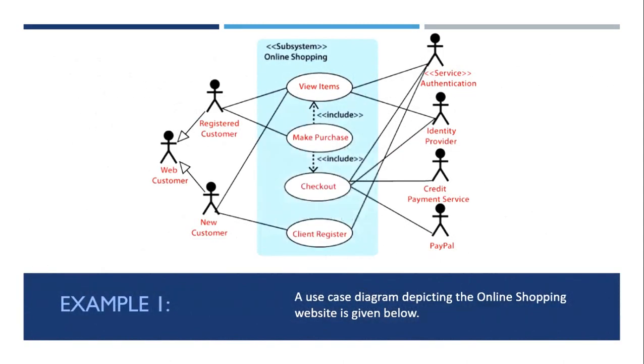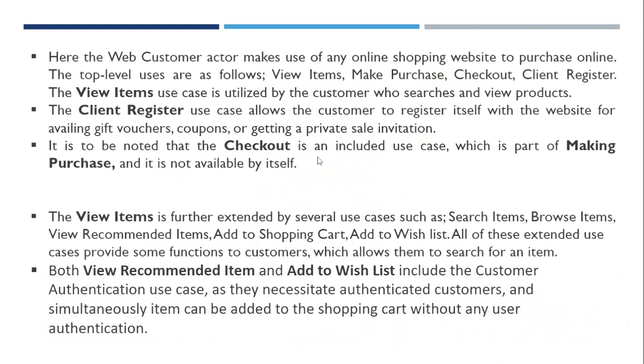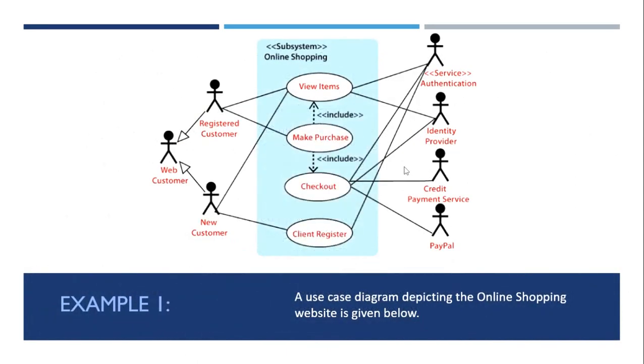Now I'll explain to you the significance of this includes keyword over here. So we know that checkout is an included use case. It means this checkout is an included use case of make purchase. That is, without make purchase, it does not have its own significance, because make purchase includes checkout. Unless and until you make a purchase, you cannot check out with your items. So that means that it is an included use case.